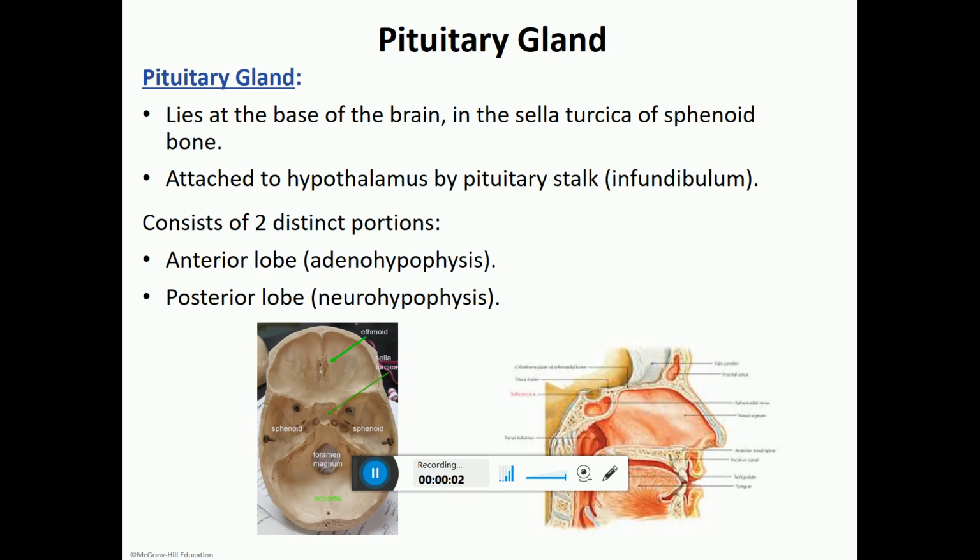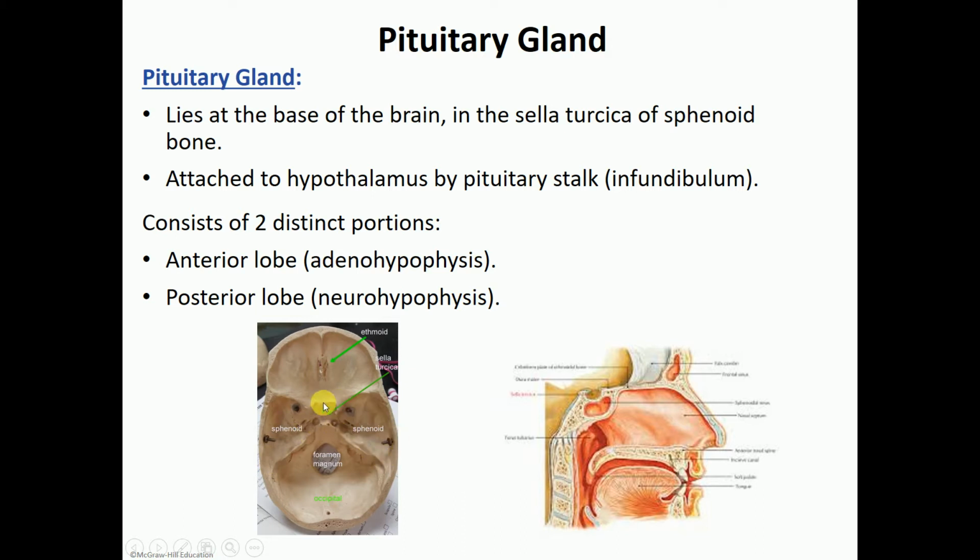Now in this part, we are going to discuss the pituitary and the thyroid glands. The pituitary gland is a gland that is found at the base of the brain. It's found in a bony depression right in the middle of the sphenoid bone. So this butterfly-shaped bone is known as a sphenoid bone.